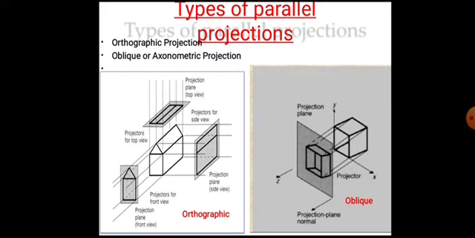Now next one is axonometric or oblique projection. In axonometric or oblique projections, all the projectors are parallel to each other and inclined to the projection plane, as shown in the figure. In this method of projection, the principal axes of the model coordinate system of the model are inclined to the projection plane. Therefore, axonometric projection shows several faces of the model at one glance.